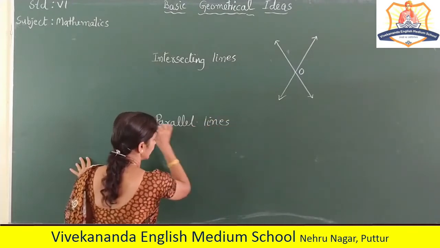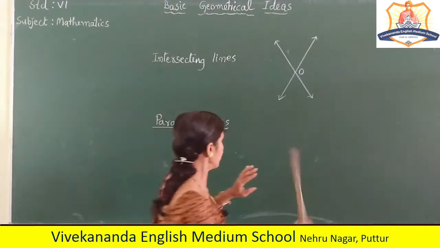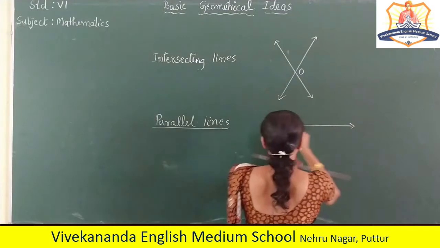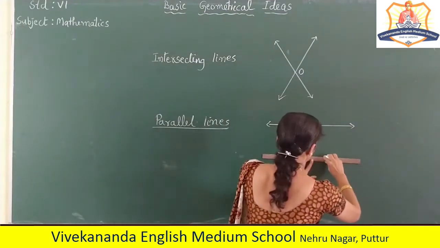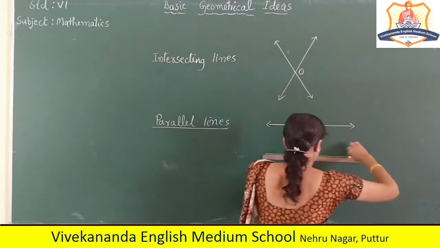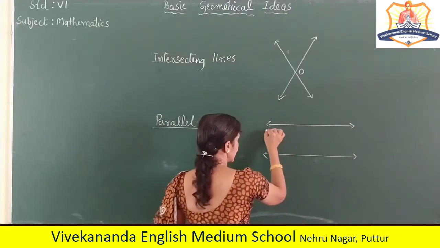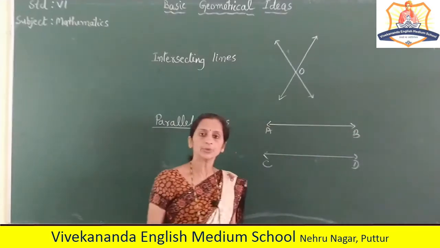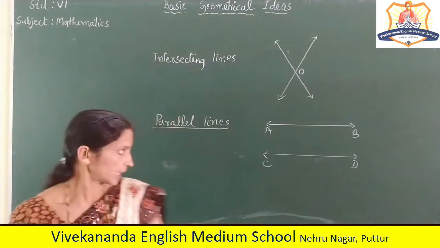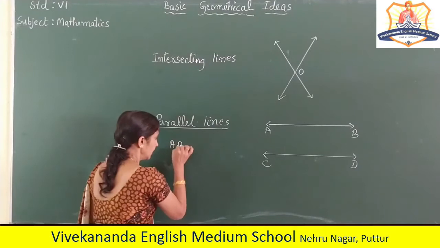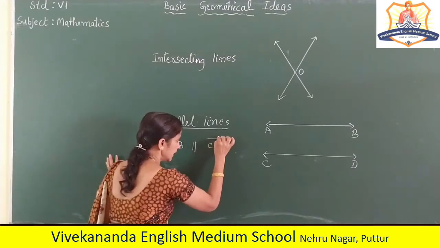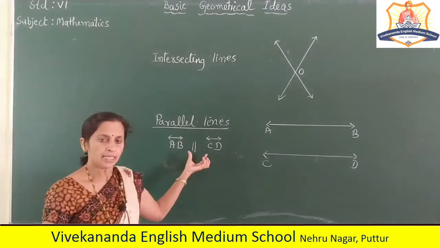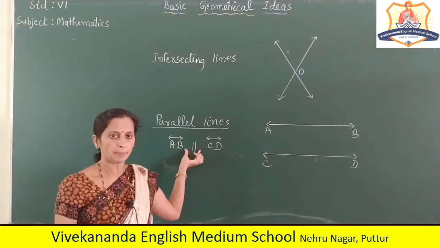So what is a parallel line? Now if I draw one straight line, and you can draw another straight line like this, then we call straight lines AB and CD parallel to each other, and we write AB parallel to CD. AB straight line and CD straight line are parallel to each other. This is the symbol to denote they are parallel.